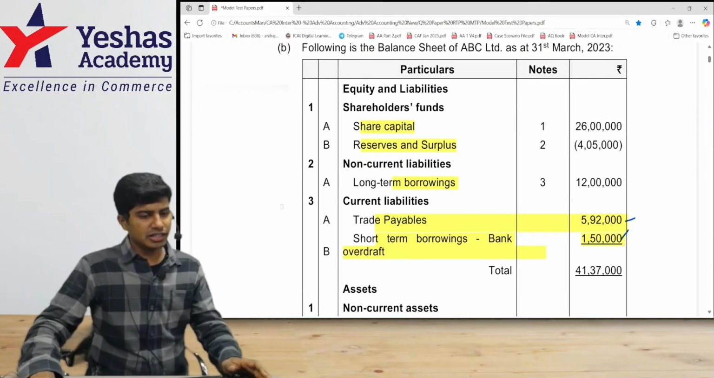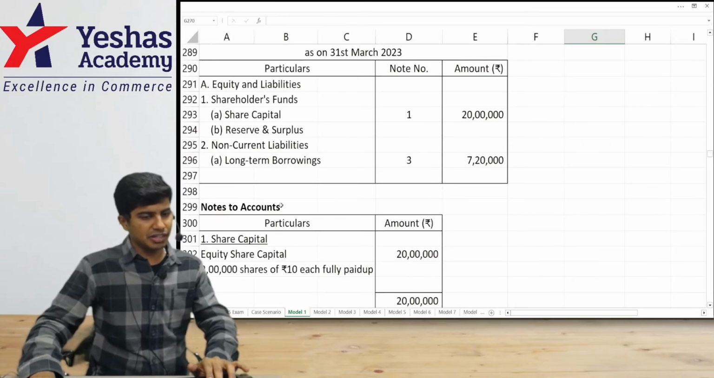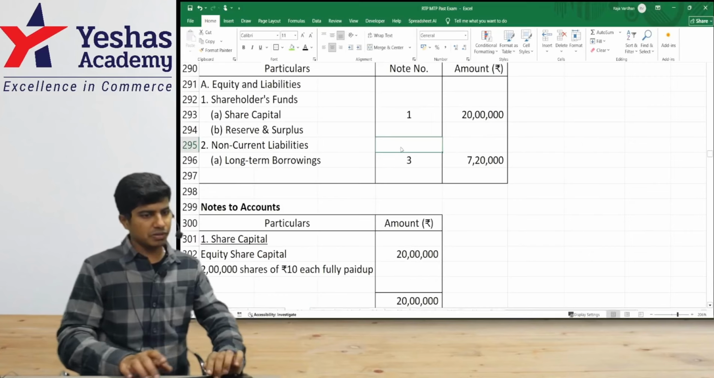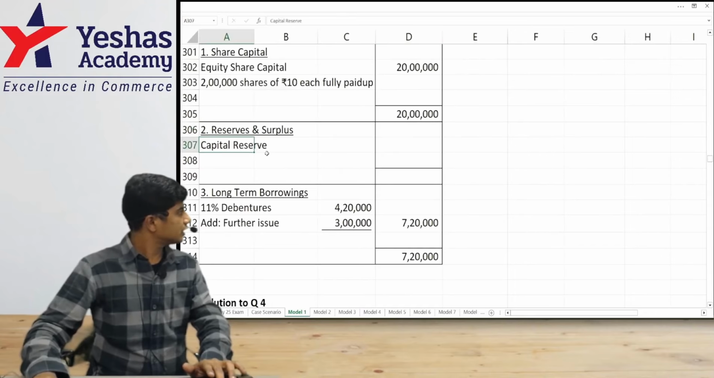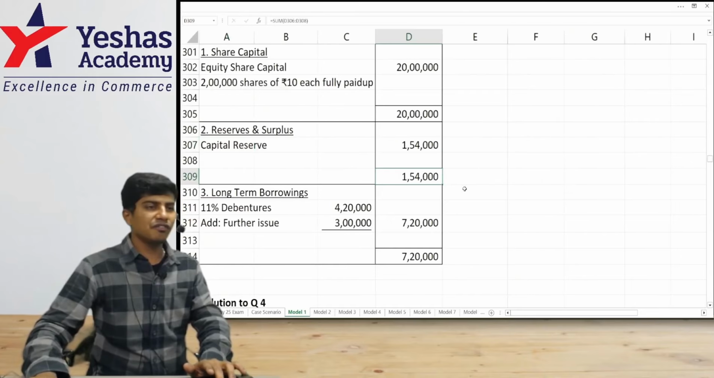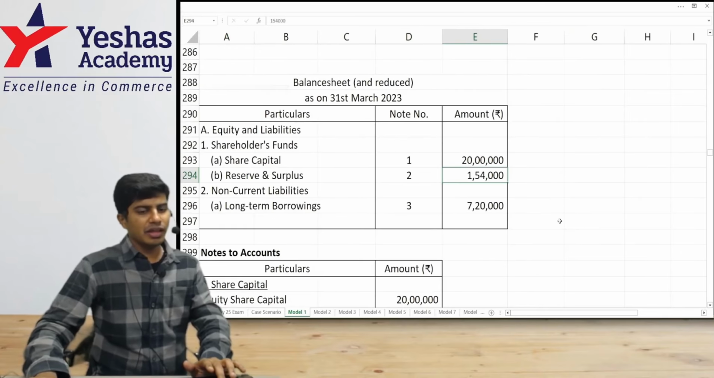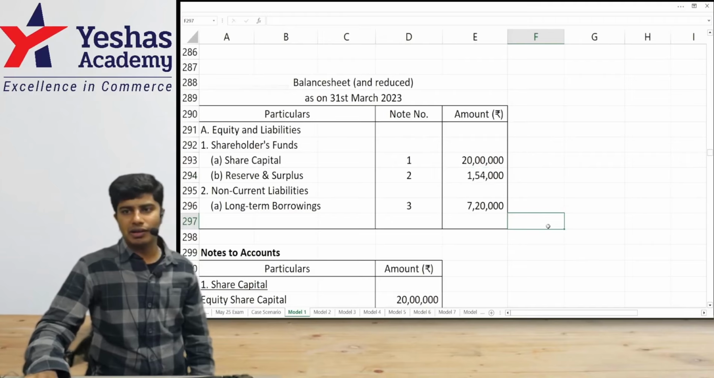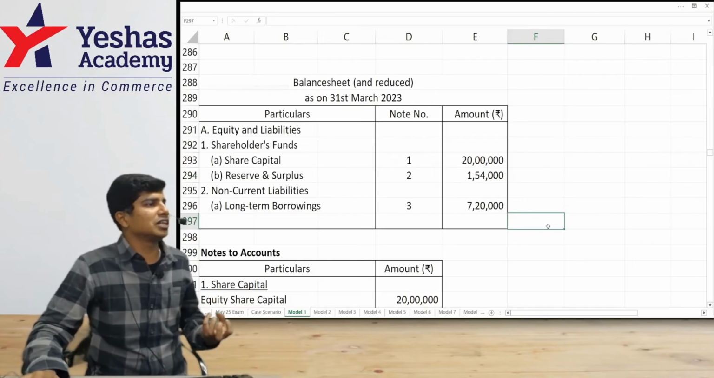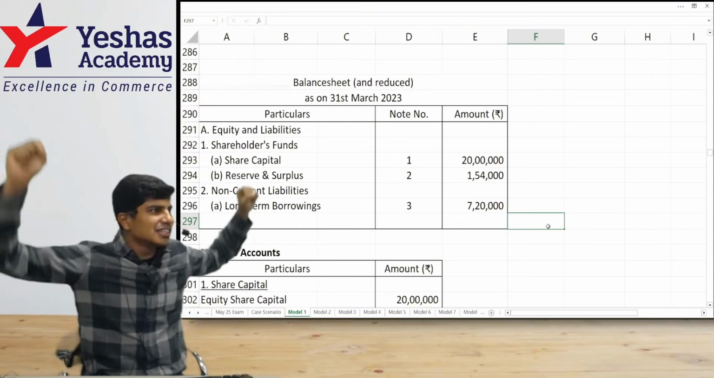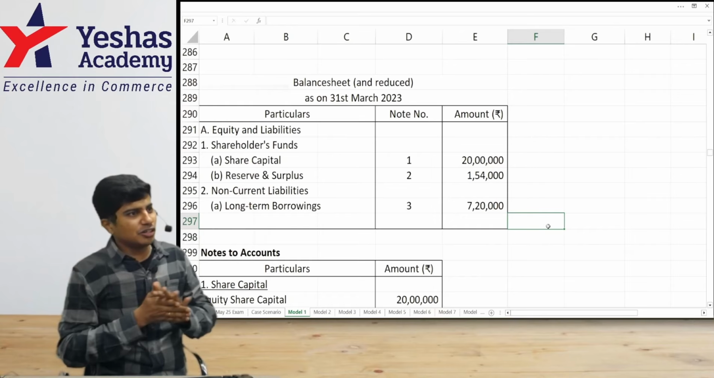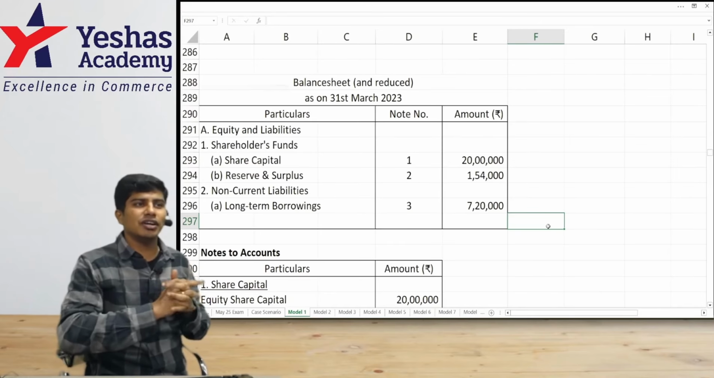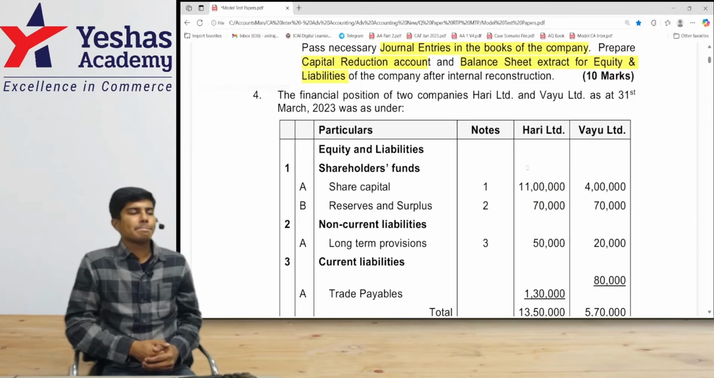So don't worry. Write capital reserve in our reserves and surplus, which is note number 2. Note number 2, capital reserve 1 lakh before. Write it here. I am sad for you people that you won't get that happiness of totaling the balance sheet and making it tally. Why? They've asked only that. Understood? This is the answer for this question on internal reconstruction.